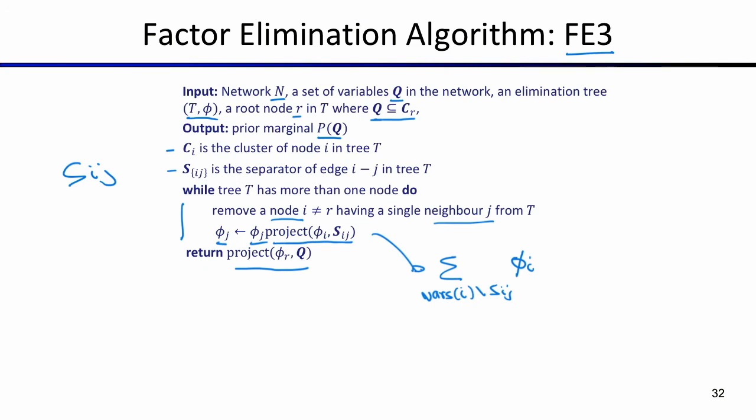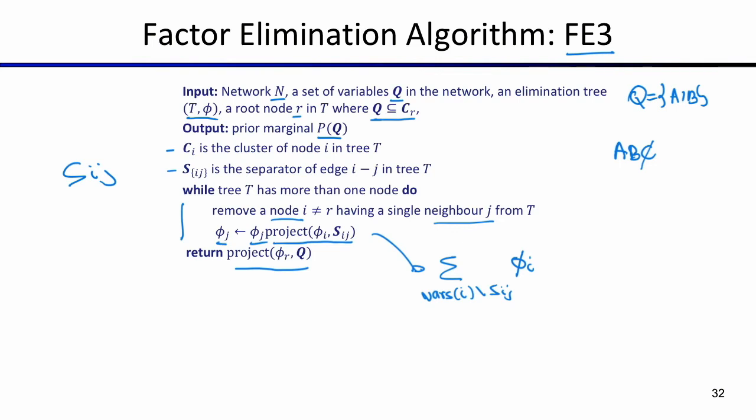So for instance, in our example in the previous slide, we have a factor that ended over, for instance, A, B, and C, and if our query variables are just A and B, we can eliminate the variable C here as a final step.